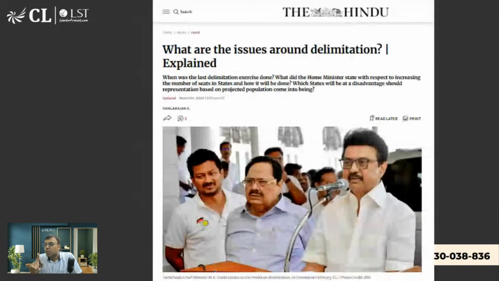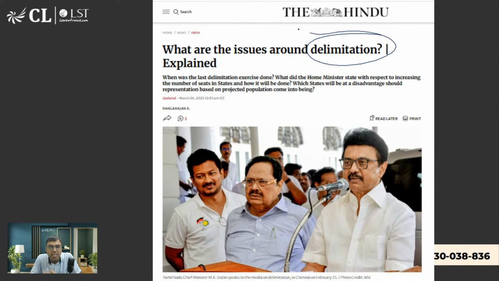So the main problem, तो अब जो है नया delimitation की जब बात हो रही है, so who are the states who are worried? South Indian states. That's why this is Mr. M.K. Stalin. He is the chief minister of Tamil Nadu. So the southern Indian states will start protesting more. Why? Because they believe that they will be punished for controlling the population.